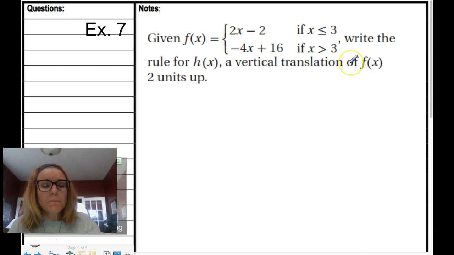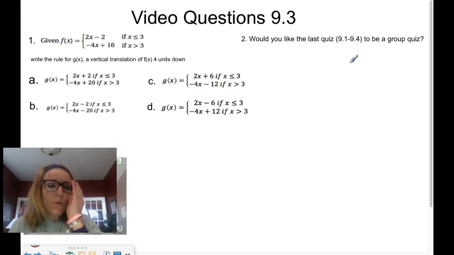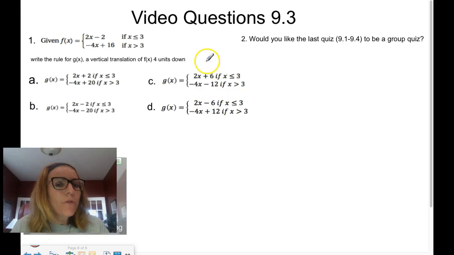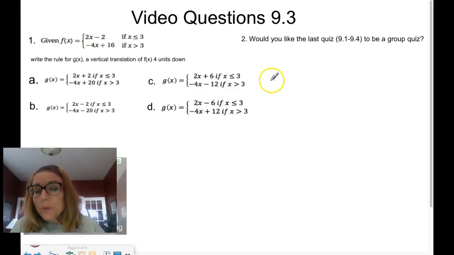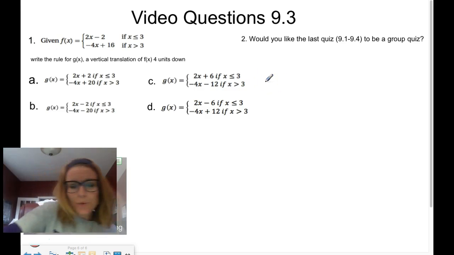And this is up. We're going to do that in class. And oh, look at this. We have the rule when you're going 4 units down. Very easy. And then question number 2. We will see you tomorrow.